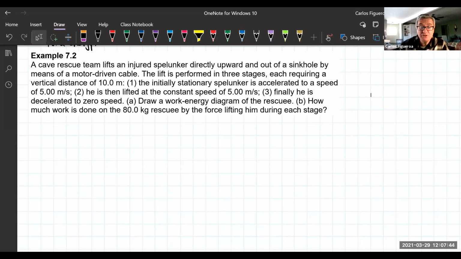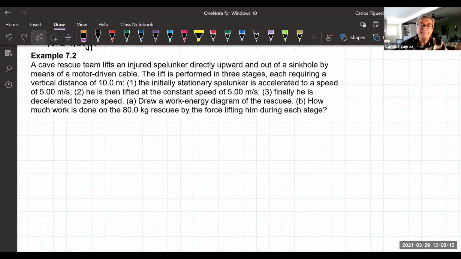So what we want to do here is draw a picture for each of the three stages. It says initially he's stationary and he's accelerated to a speed of 5 meters per second. Then he is lifted at a constant speed of 5 meters per second. And then finally, he is decelerated to a speed of 0.